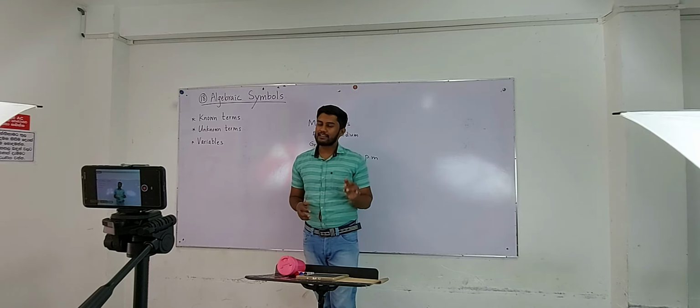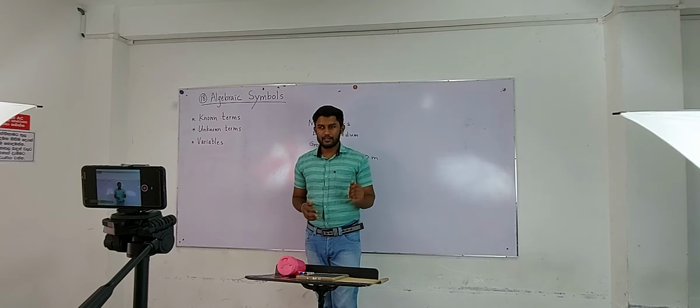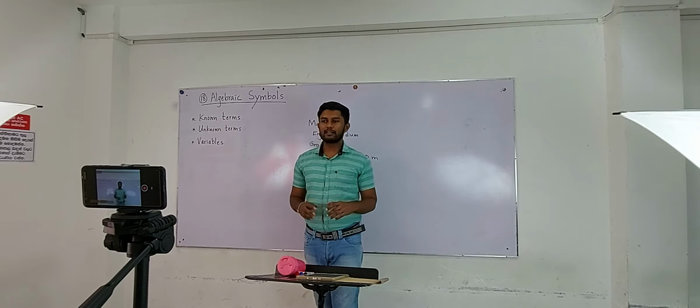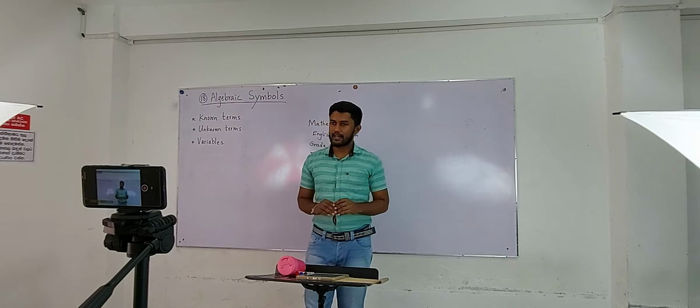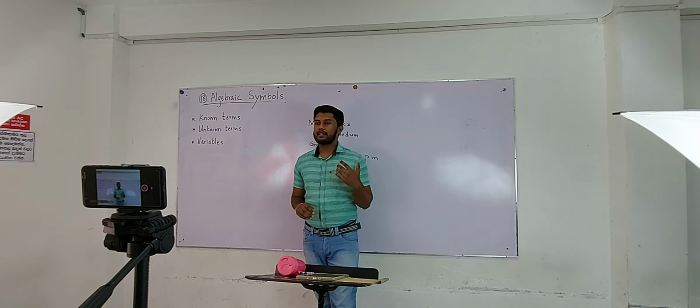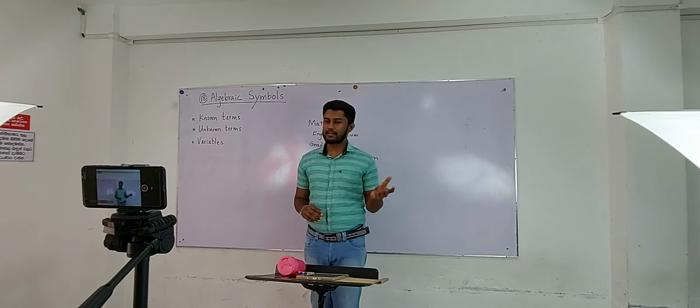3 sides are triangle, 4 sides are quadrilateral, 5 sides are pentagon, 6 sides are hexagon, 7 sides are heptagon, 8 sides are octagon, 9 sides are nonagon, 10 sides are decagon.